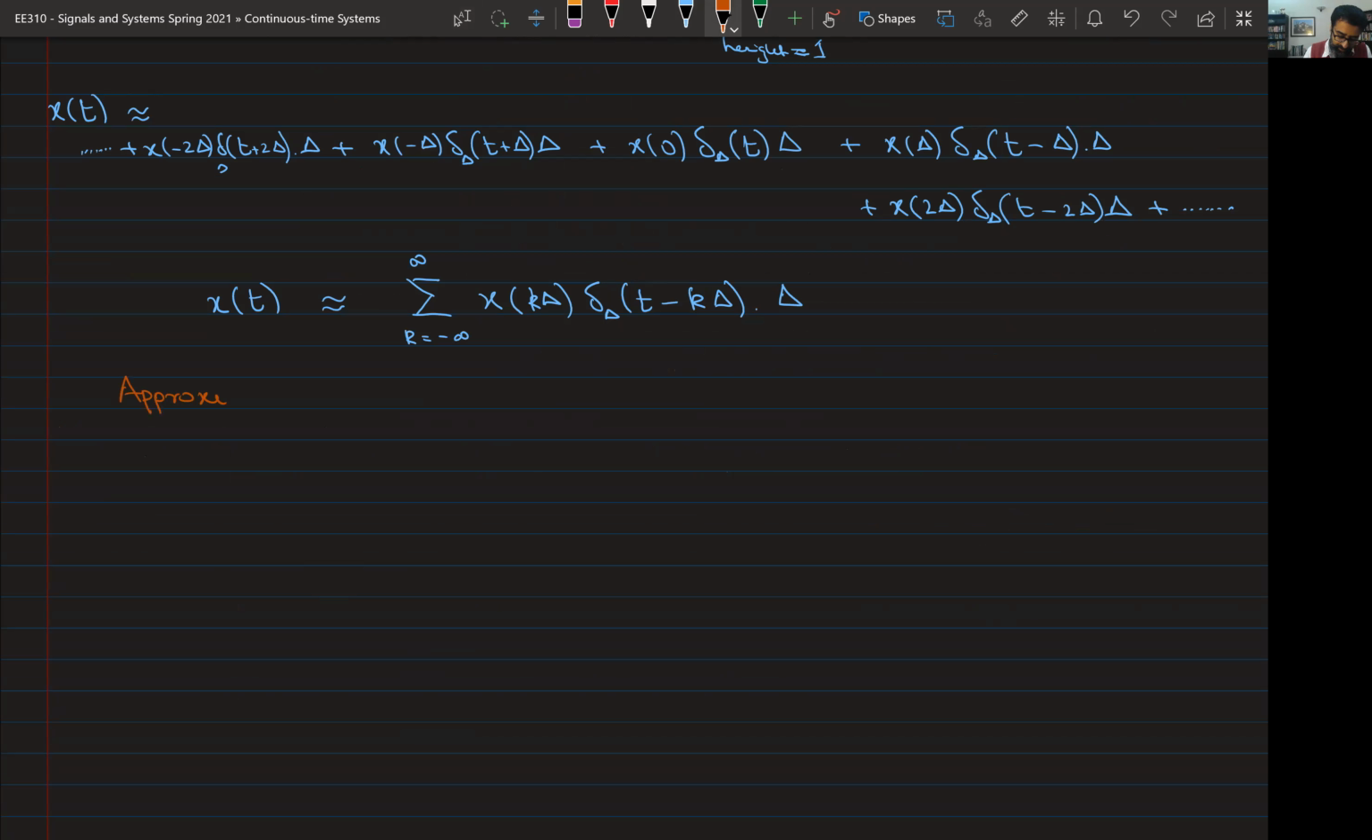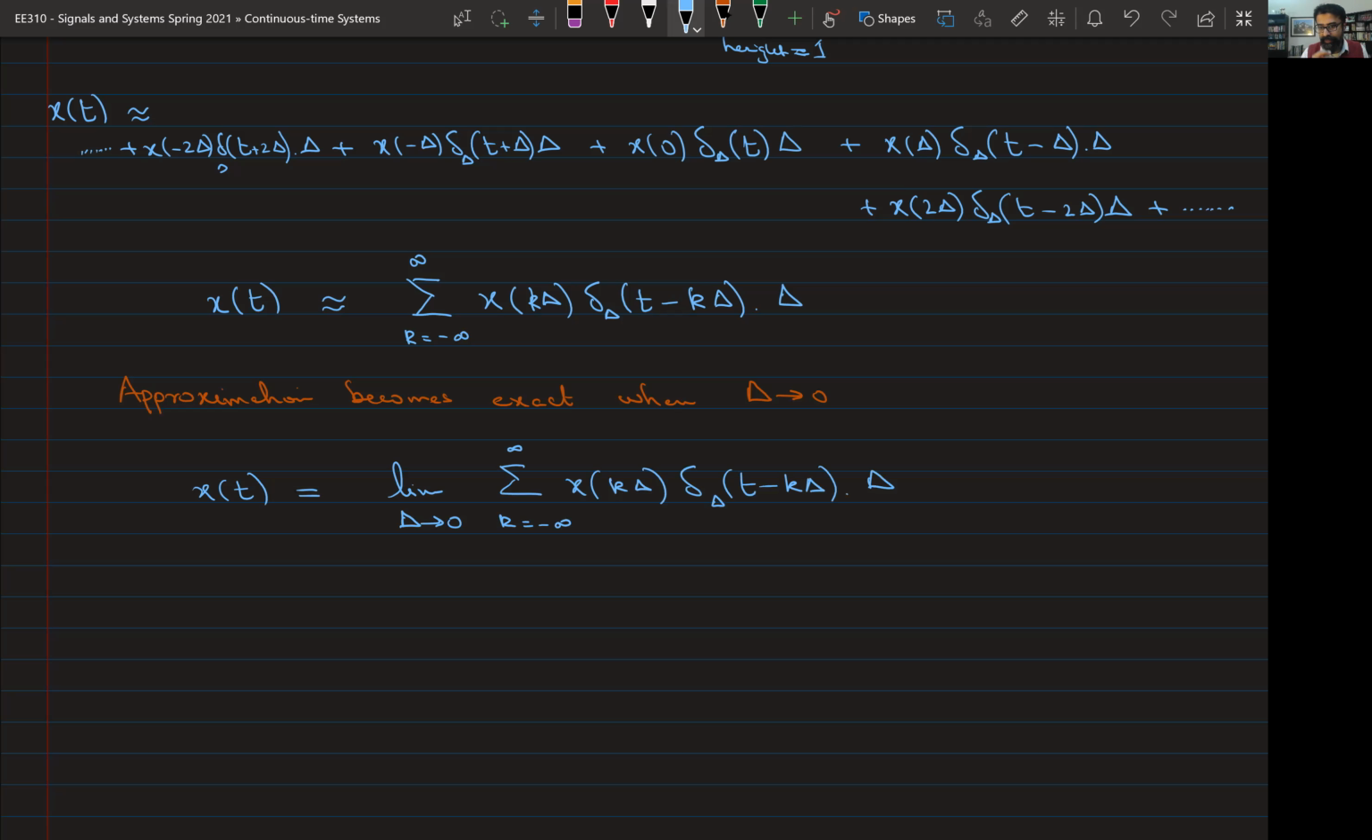when delta goes to 0. So therefore, I can say that x of t is actually equal to the limit as delta goes to 0, of the sum over k from minus infinity to plus infinity, of x of k delta times delta t minus k delta times delta. And as Ibrahim said, this is the Riemann sum, right? So this summation becomes an integral.